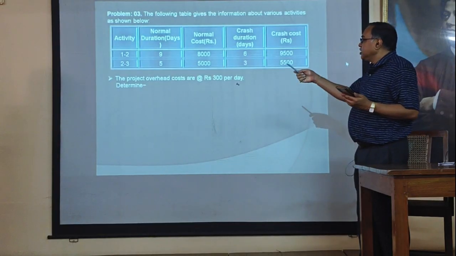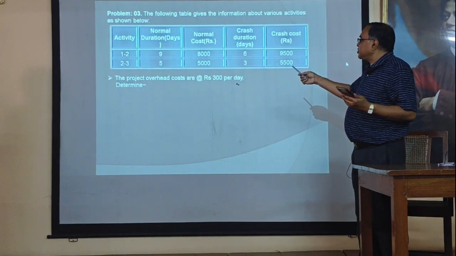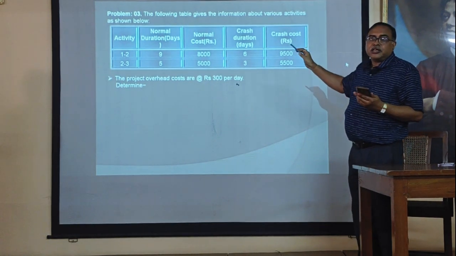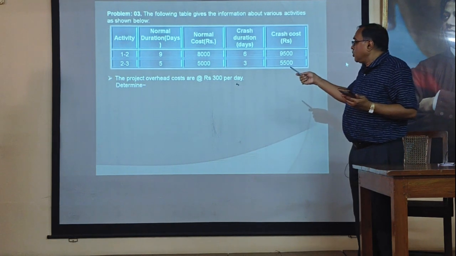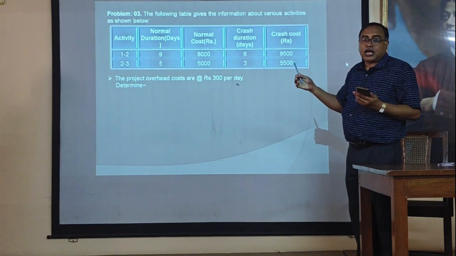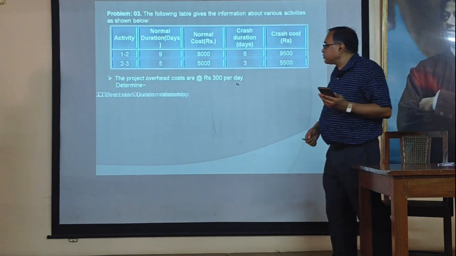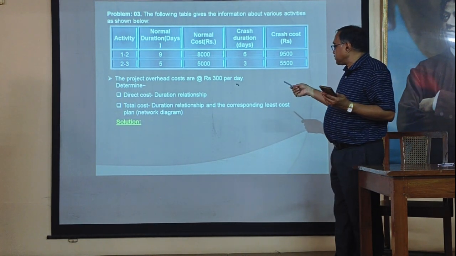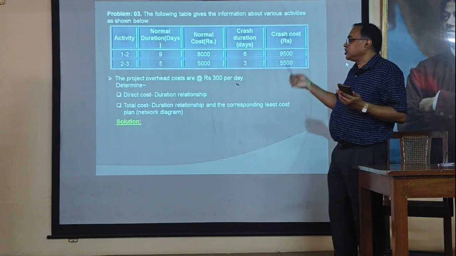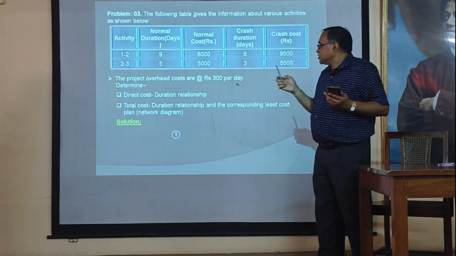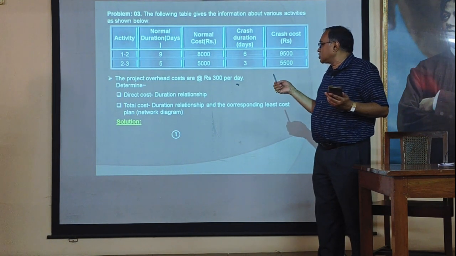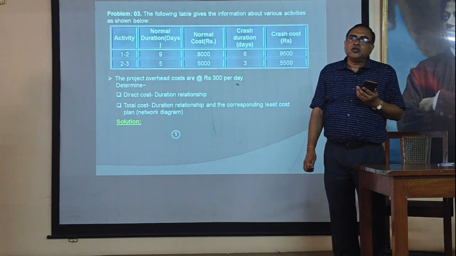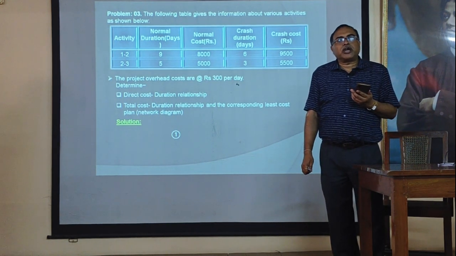Okay. Net project overhead costs are at the rate of rupees 300 per day. The top information is for direct cost. And overhead cost is the indirect cost, as explained earlier. Okay, next we have to determine the direct cost duration relationship, the total cost duration relationship and the corresponding least cost plan network. Two things we have to develop: direct cost duration relationship and total cost duration relationship, and the corresponding least cost. These three parts should be given. We have to calculate or analyze this.